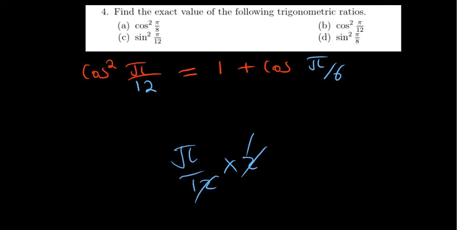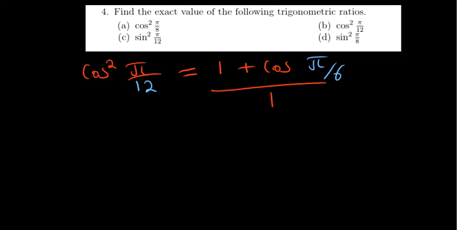The half angle formula says the square of that half angle will be 1 plus cosine. This is the half angle, so the original angle is obviously going to be times 2. So if you multiply pi over 12 by 2, you're going to have pi over 6. That's simple mathematics. Over what? Over 2. That's the formula. It's 1 plus cosine of twice the angle, over 2. Don't forget this side is squared. And then pi over 6.